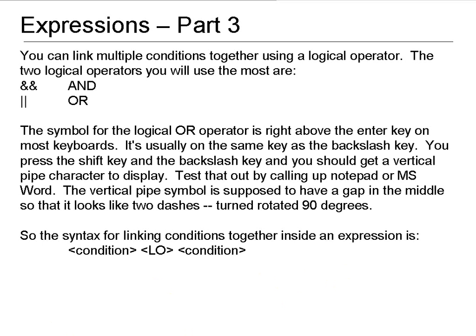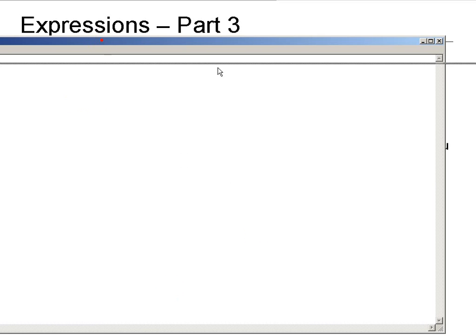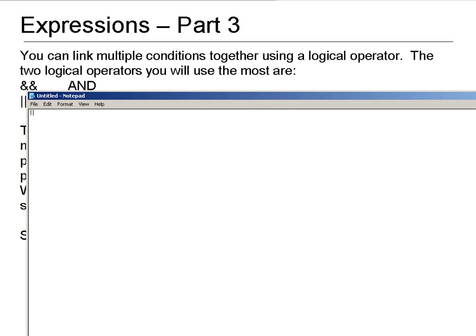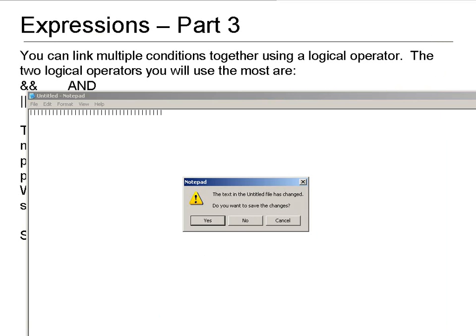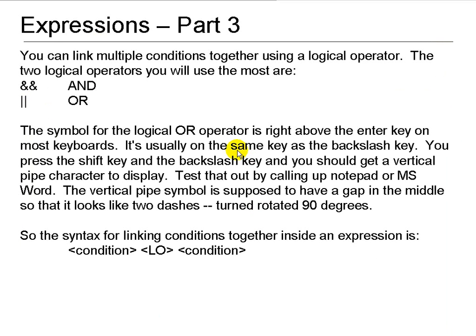So I'll do a little example right here. So here's Notepad, and I hold Shift and type it in. There's my vertical bar, and there's a whole bunch of vertical bars. The vertical pipe symbol is supposed to have a gap in the middle so that it looks like two dashes turned or rotated 90 degrees.